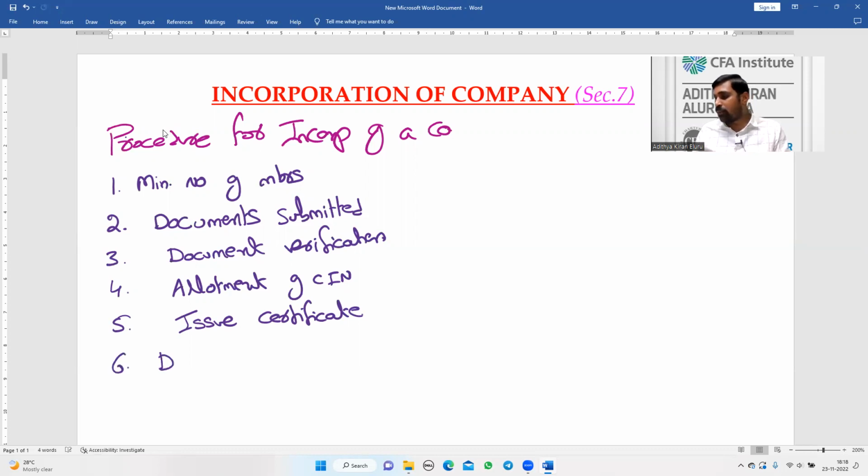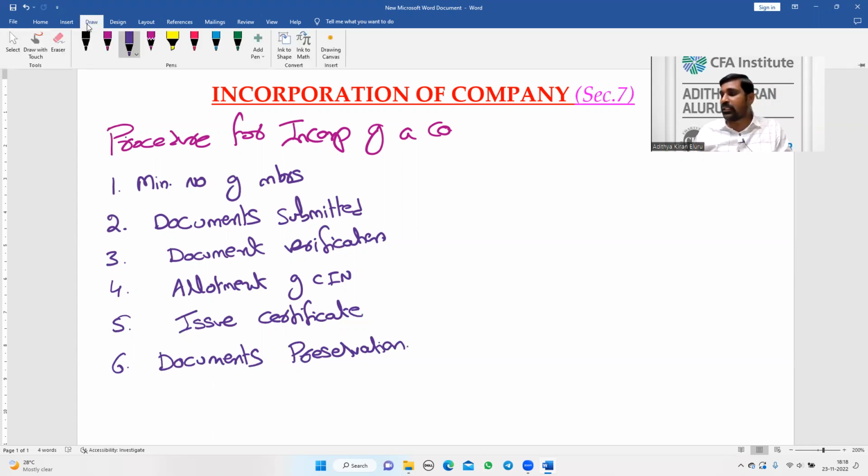And what about documents preservation? After obtaining the certificate of incorporation, we need to preserve the documents, whatever documents we have filed. So this is the overview, or glance, of the procedure for incorporation of a company. In this, we'll discuss one by one.